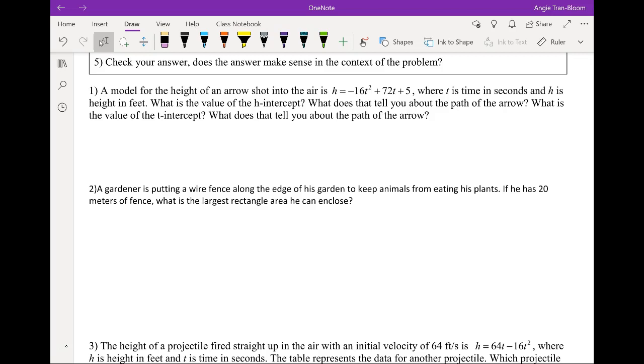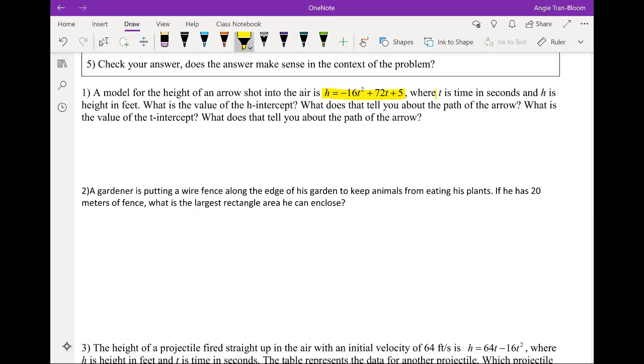Perfect. For this one, you have an arrow that's being shot up in the air. Then they give you an equation. We want to highlight this equation because probably this is the main one that we are going to use. Instead of using x and y, they use what variable? T and h. So t is now your x. Would you guys agree? H is now your y, your output. T is measured in time in what unit of measurement? Seconds. H is the height in what unit of measurement? Feet.